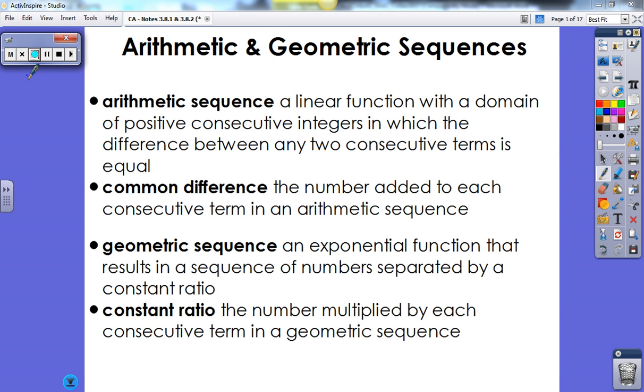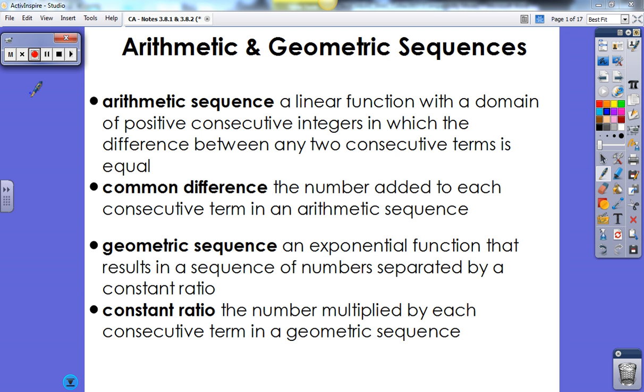This video is going to go through the concepts of arithmetic and geometric sequences. We've already talked about these, but we're going to talk about them in more depth and look at some more challenging problems that have to deal with arithmetic and geometric sequences.